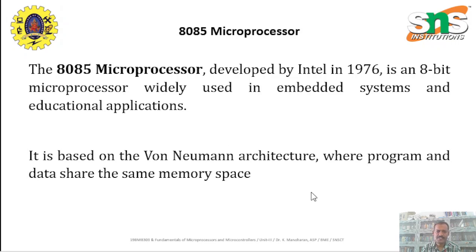So this is based on von Neumann architecture, where the program and data share the same memory space. So we have two types of architecture. One is von Neumann architecture and another is Harvard architecture. In Harvard architecture, we use separate program memory and separate data memory. Here the 8085 supports the von Neumann architecture. The same memory is shared for both program and data. So this is an 8-bit processor, so the ALU can process 8 bits at a time.